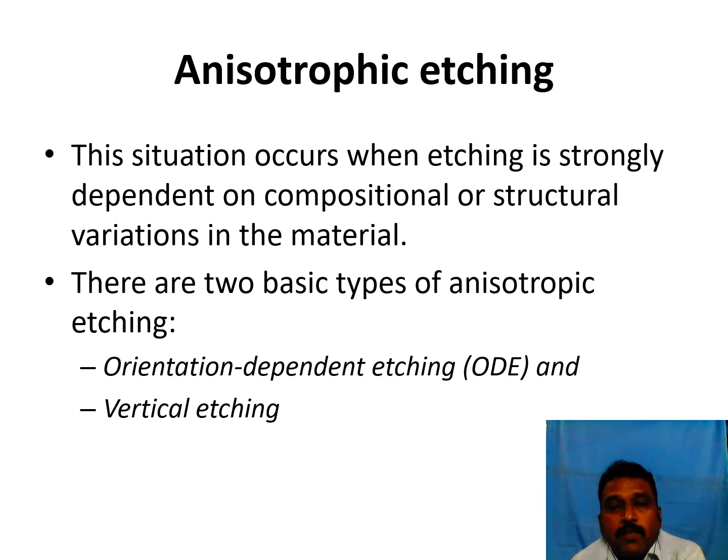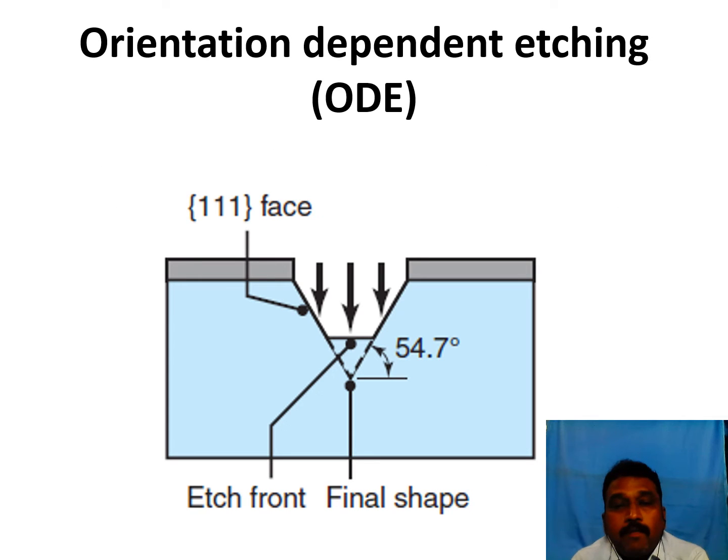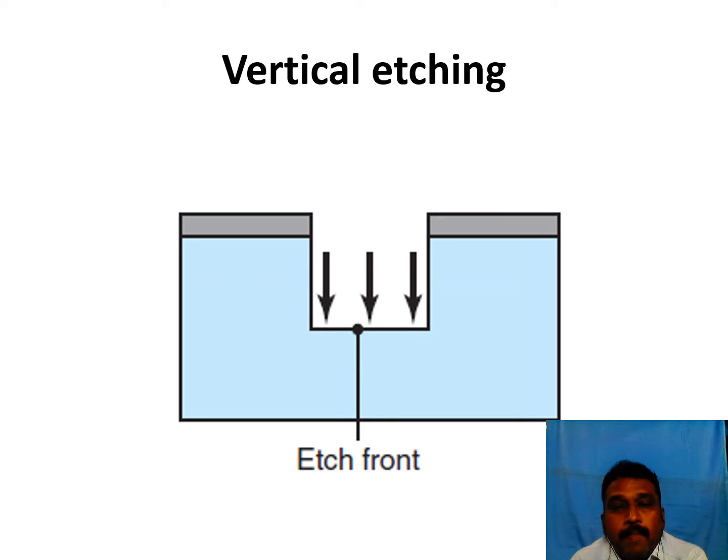Next one is anisotropic etching. This is when etching is strongly dependent on the compositional or structural variation of the material. We will go for that anisotropic etching. There are two types: one is orientation dependent etching and the other is vertical etching. We can see how the orientation dependent etching (ODE) is carried out, and then vertical etching. So, a very simple process.